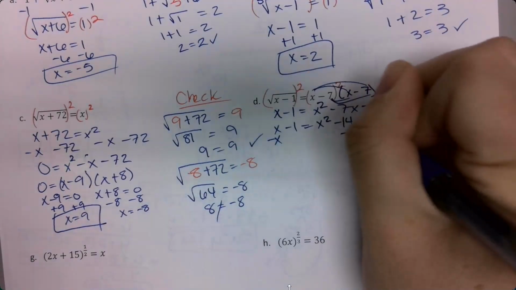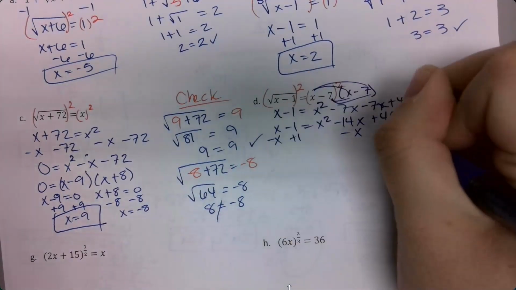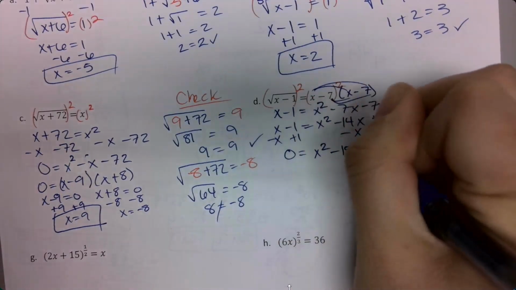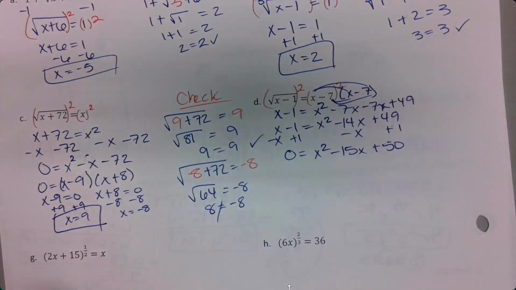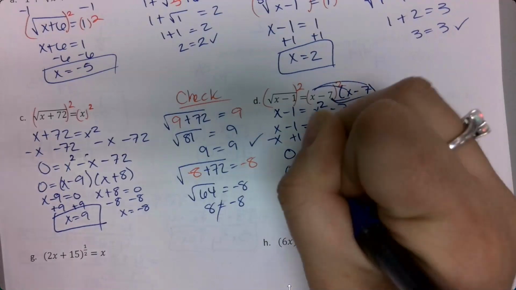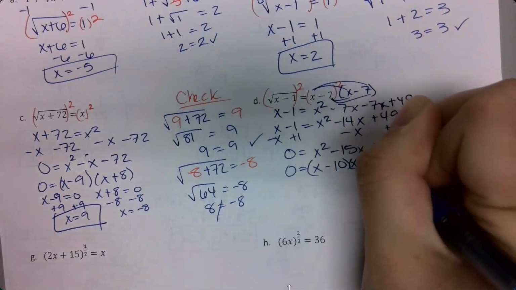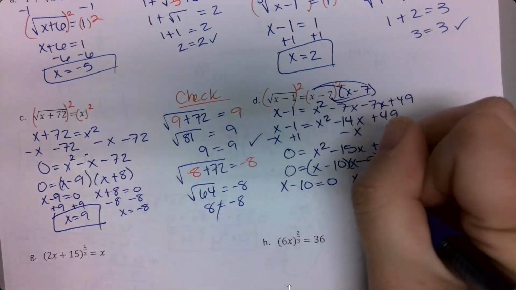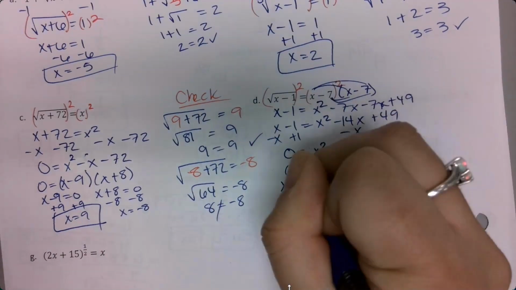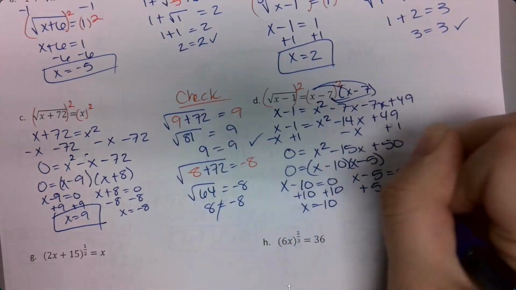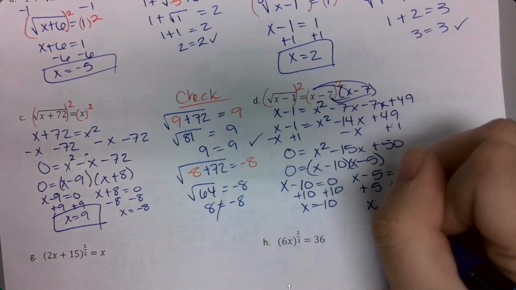Subtract x and add the 1. I get 0 equals x squared minus 15x plus 50. I'm looking for two numbers that multiply to positive 50 and add to negative 15. That is negative 10, negative 5. Set those equal to 0 using the zero product property. The first one gets me x equals 10. The second one gets me x equals 5.